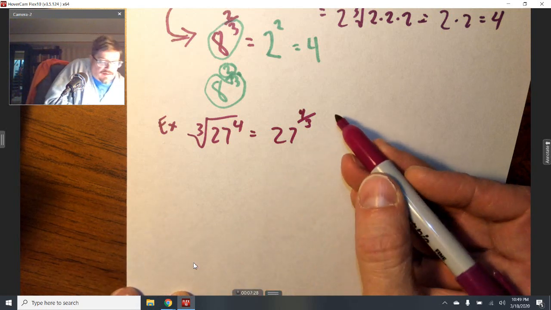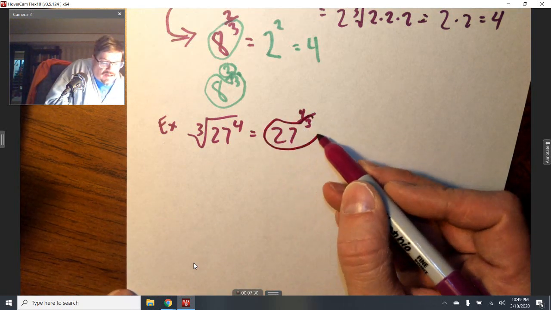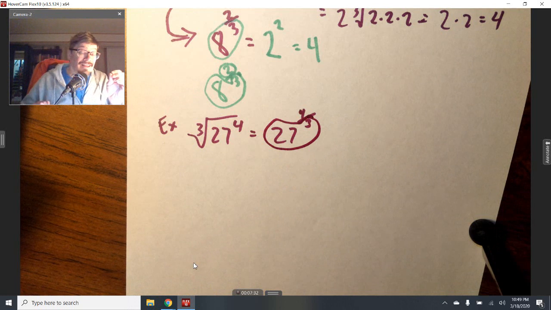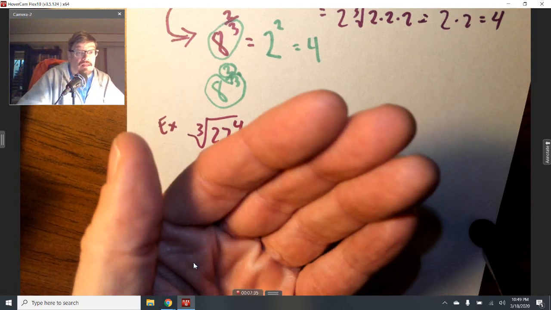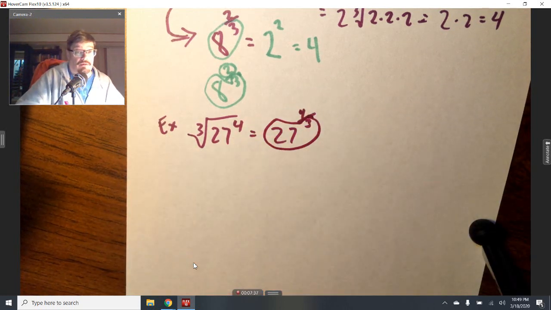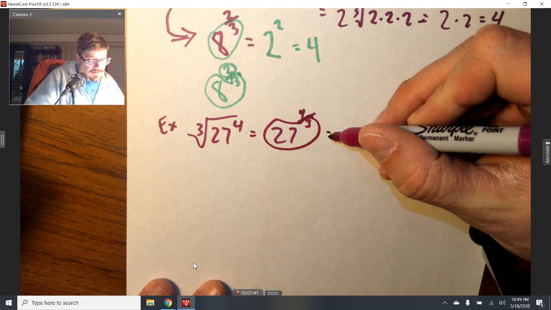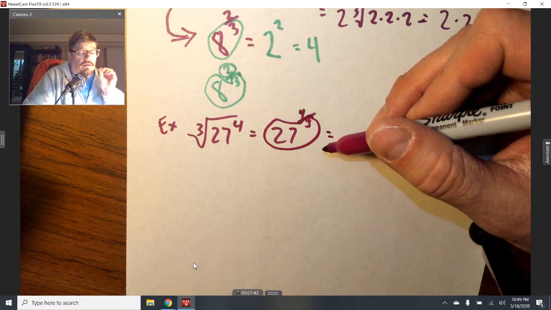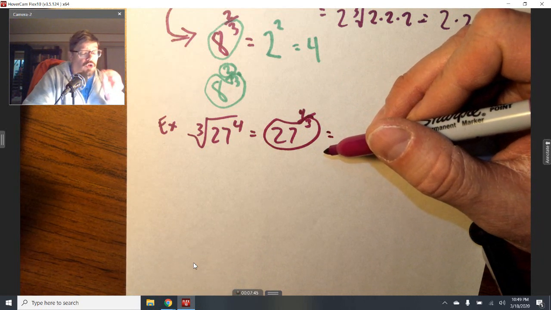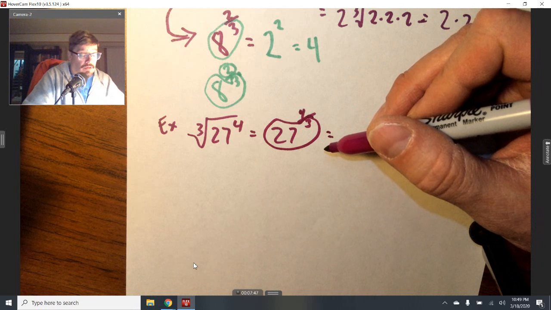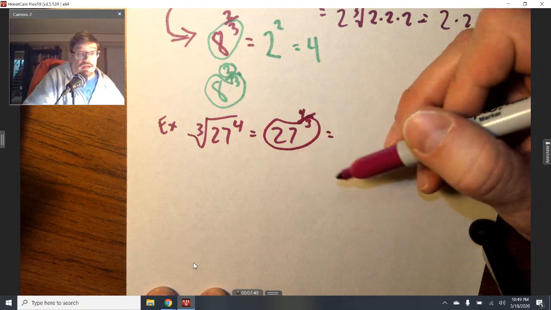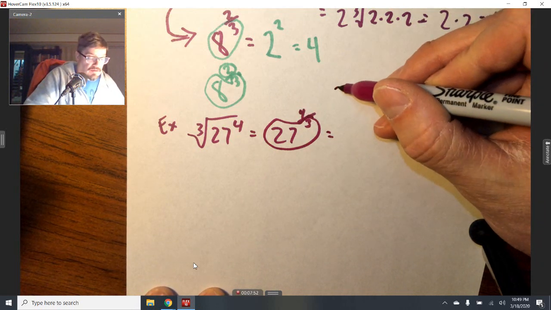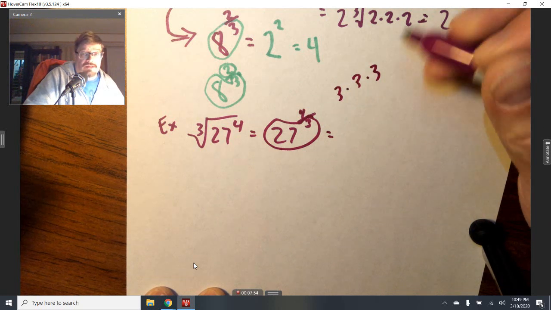Let's shrink this so that 27 to the 1/3, or I should say take the cube root of 27, and then we'll raise it to the 4th power. The cube root, or third root, of 27 is 3, because 3 times 3 times 3 is 27.